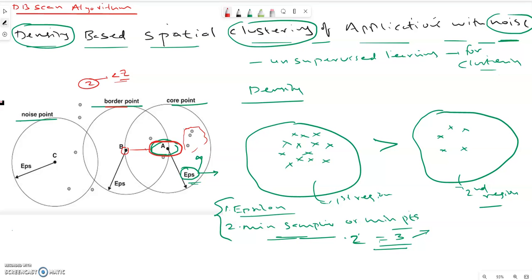Now let's talk about noise points. The definition of a noise point is very simple. It is a point that is neither a core point nor a boundary point. It is just a point left to itself, and it is called a noise point. Here in this figure we can see that the point C is neither a core point nor a boundary point, so we can say this is a noise point. Typically this is an outlier in our dataset.